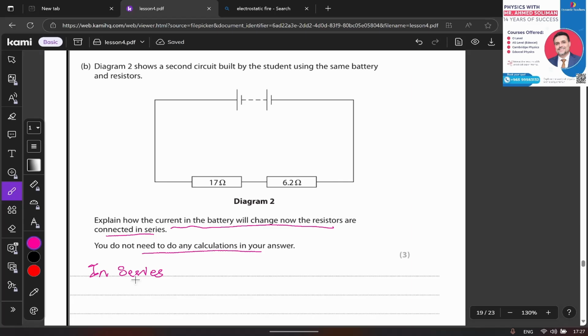So both resistors will have the same current. In a series circuit, the current is not shared and is the same everywhere. No. Read the question carefully. He said diagram 2 shows a second circuit built by the student using the same battery and the resistor. Explain how the current in the battery will change now the resistors are connected in series.